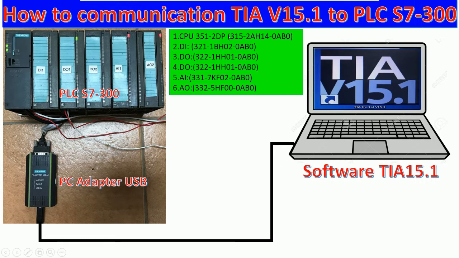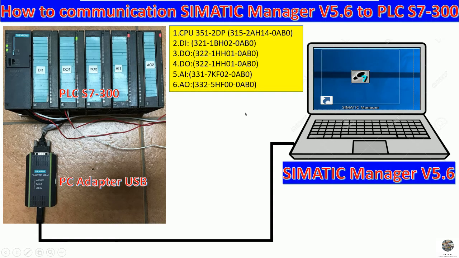So in the previous video, we already learned about how to communicate between software TIA version 15.1 and the PLC S7-300. Okay. So today we will continue with how to communicate between software SIMATIC Manager version 5.6 and PLC S7-300.